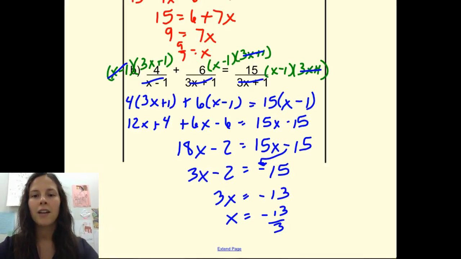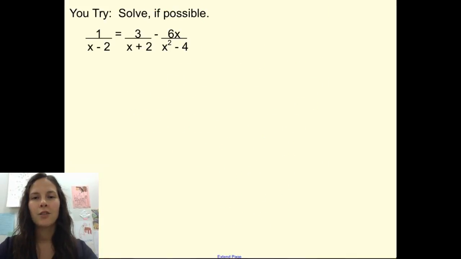Taking a look back at our original equation, we had x minus 1 in the denominator, so x cannot equal 1. We didn't get that for a solution. And the 3x plus 1, so x cannot equal negative 1/3. We didn't get that for a solution either, so we have no extraneous solutions on this one. And here's your you try question.